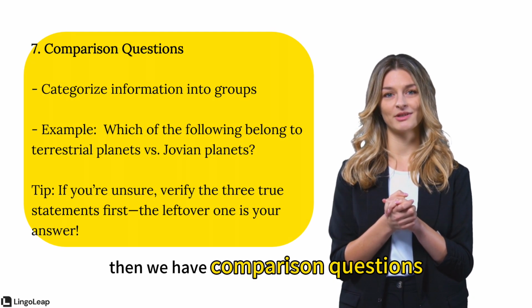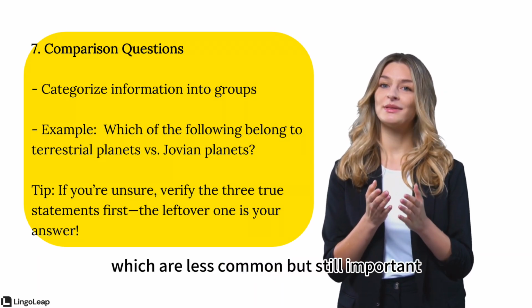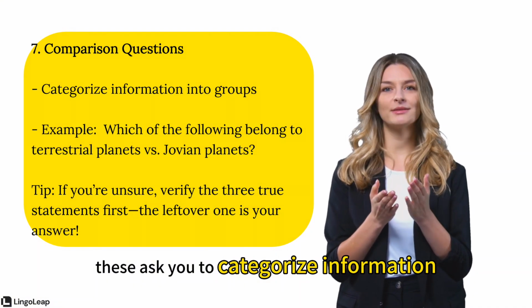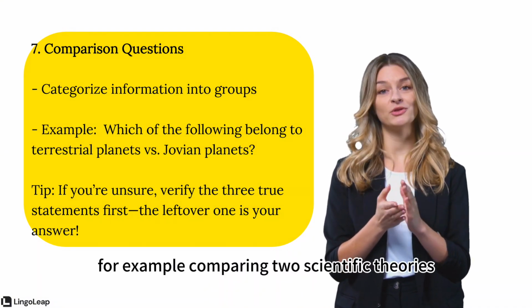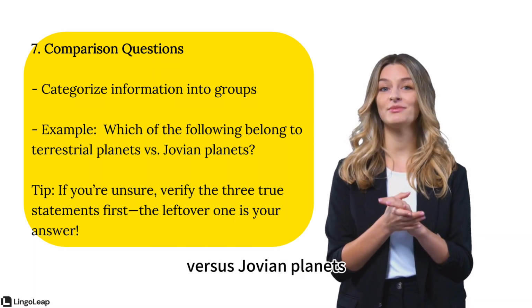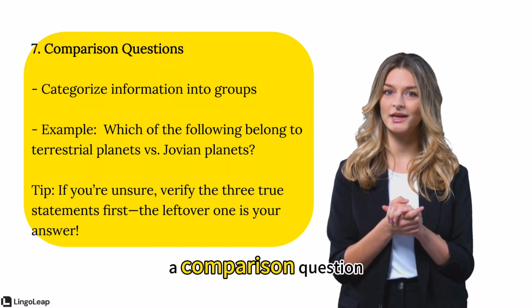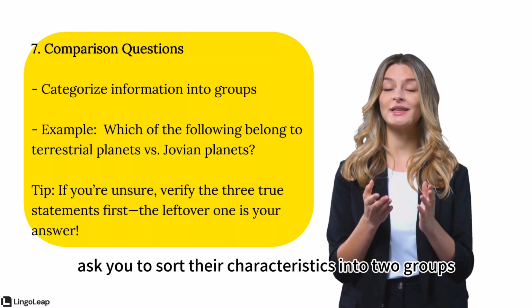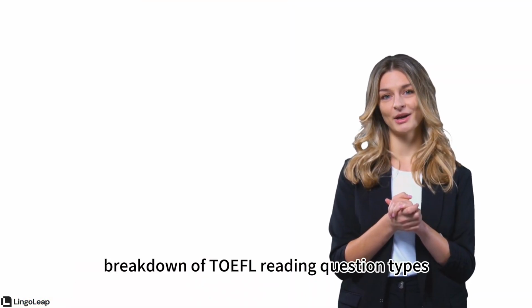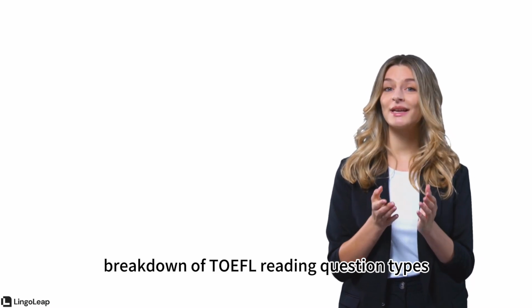Then we have comparison questions, which are less common but still important. These ask you to categorize information. For example, comparing 2 scientific theories. If a passage talks about terrestrial planets versus Jovian planets, a comparison question might ask you to sort their characteristics into 2 groups. And that's a complete breakdown of TOEFL reading question types.